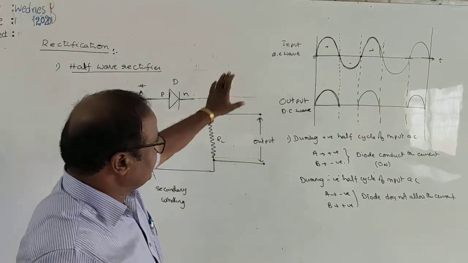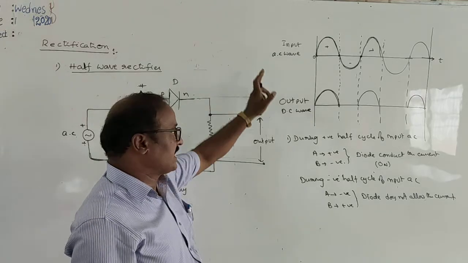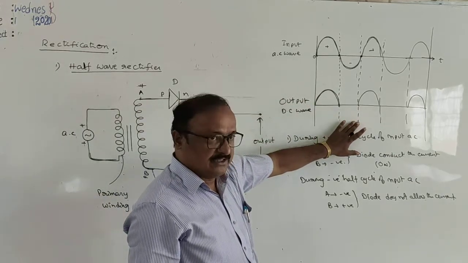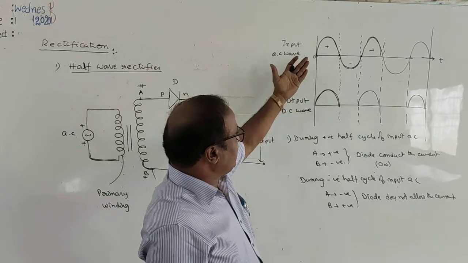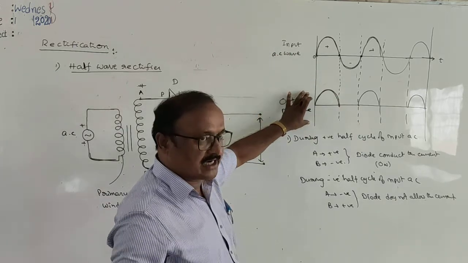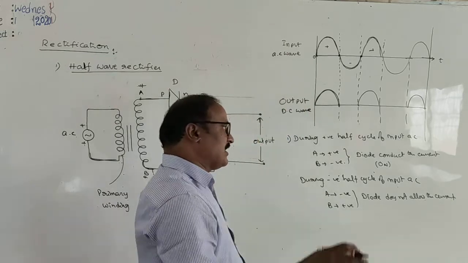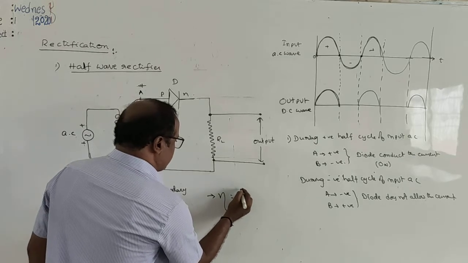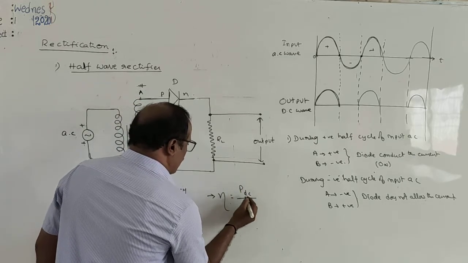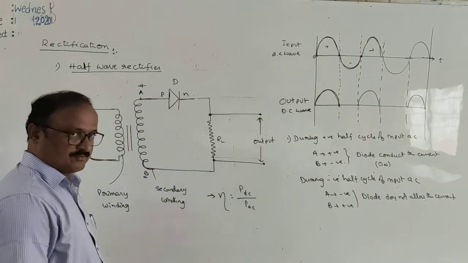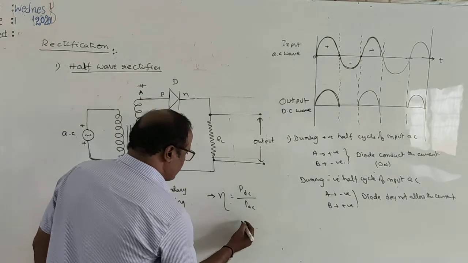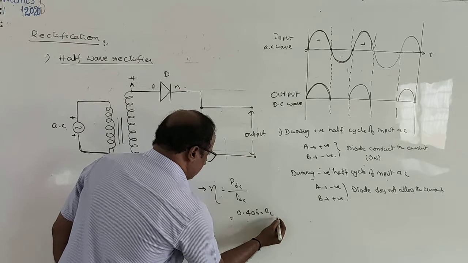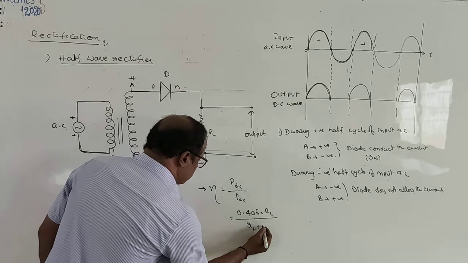So in this way, the input alternating current converts into output DC. Right? But from this diagram, it is observed that only a part of the input current converts into output, not 100%. Then how do you find the efficiency of the rectifier? Efficiency eta is the ratio of output DC power to input AC power. It is approximately 0.406 times RL by RF plus RL.